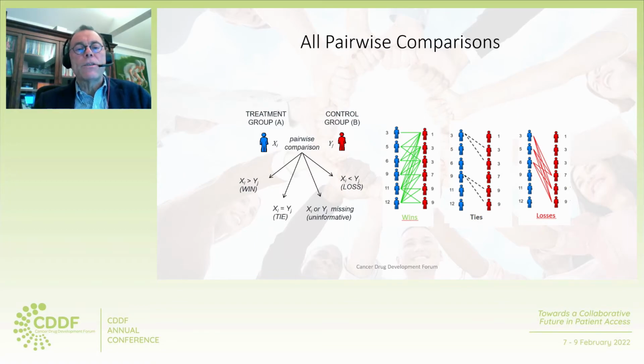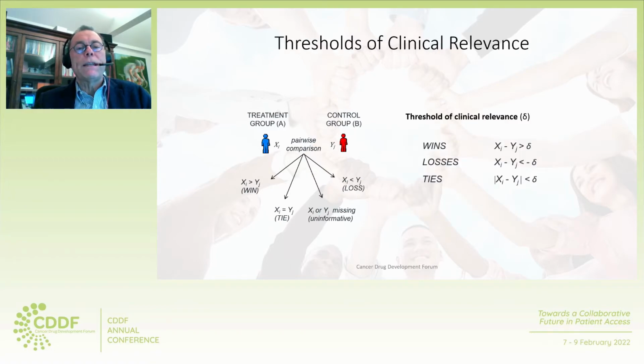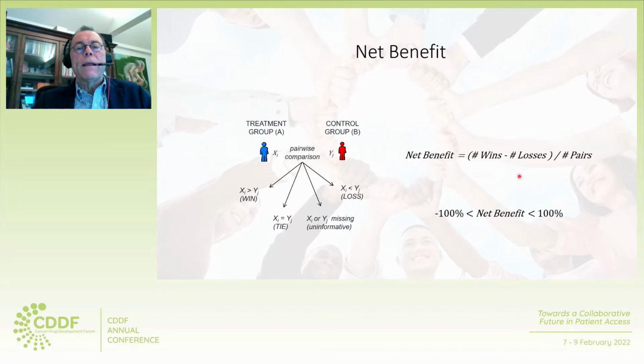And then the calculation of the net treatment benefit is fairly easy. You just do the calculation of the number of wins. You do the calculation of the number of losses, and you know how many pairs you've got.